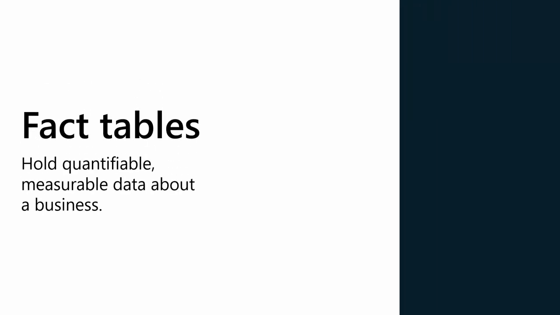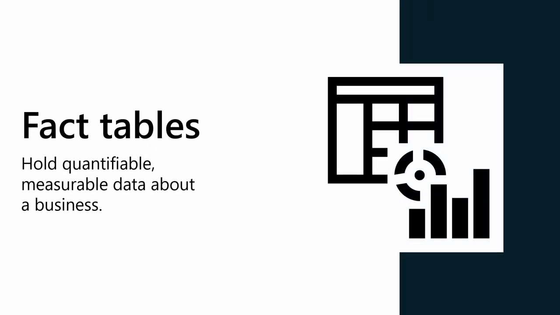As you learned earlier, a schema is a logical and visual representation of how your fact and dimension tables relate. They're the backbone of schemas in Power BI. Fact tables are called fact tables because they consist of the measurements, metrics, or facts of a business process. In other words, they hold quantifiable, measurable data.